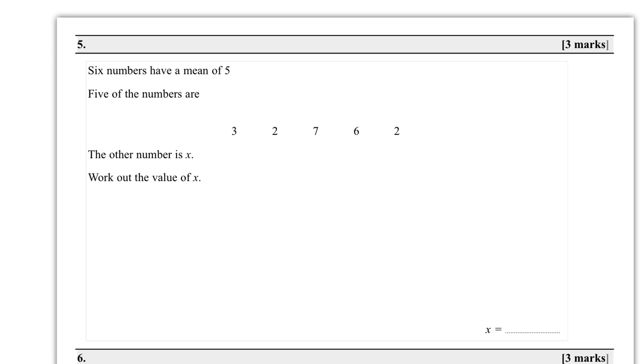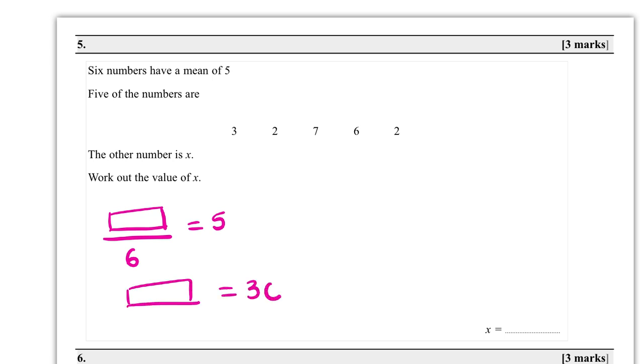Question 5. 6 numbers have a mean of 5. Guys, if 6 numbers have a mean of 5, that means when we add all the numbers divided by 6, what do we get? 5. This is me translating those words into an equation. 6 numbers have a mean of 5. That means the total of the 6 numbers divided by 6 equals 5. So what should the total of the numbers equal?